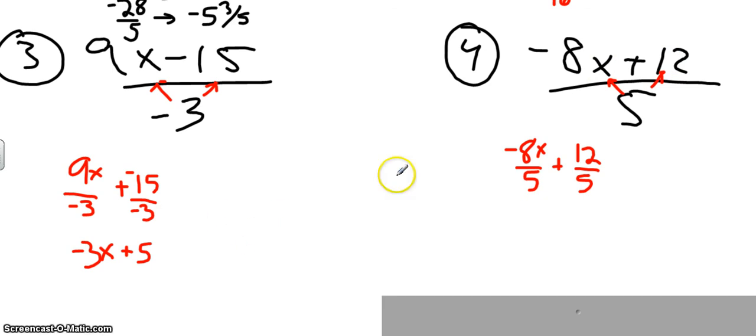All right, so kind of interesting. When it can go in, like in question number 3, we can simplify this to -3x plus 5. It's nice and simple, right? But when it can't, this is not a simpler statement than the original. So we could leave it in the original form.